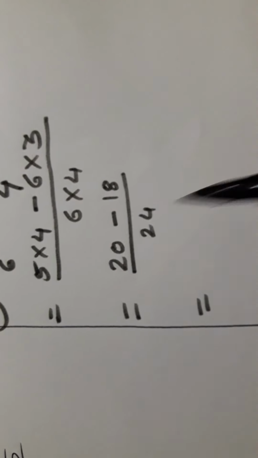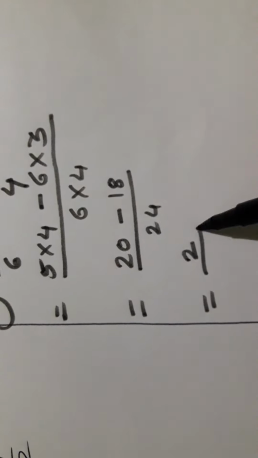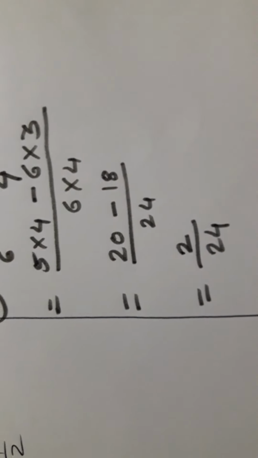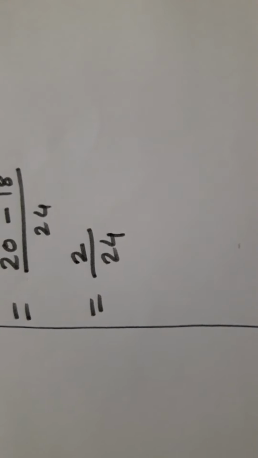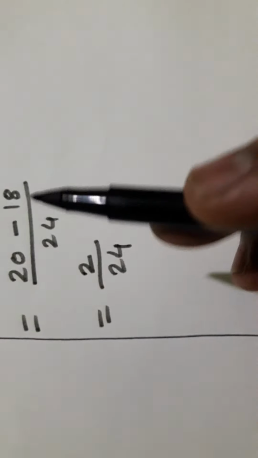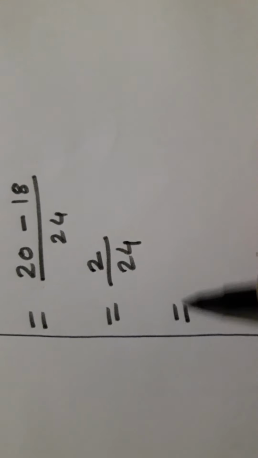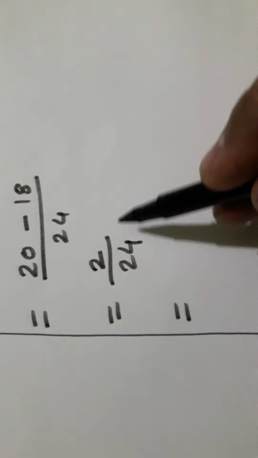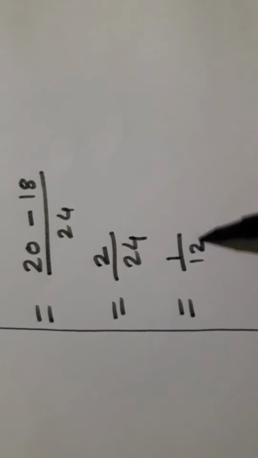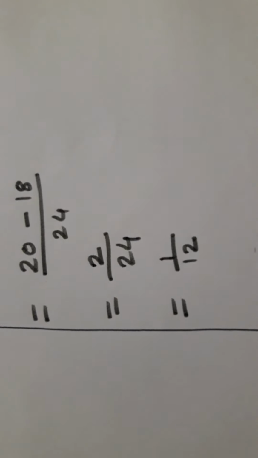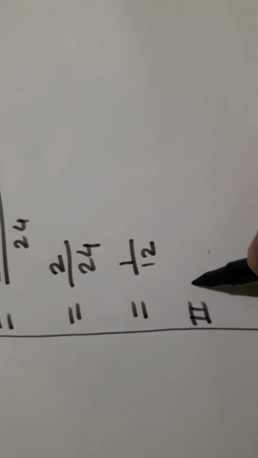That is equal to 20 minus 18, which means 2 divided by 24. Got the idea? Understood? Okay. Now see here, I told you, if it is possible to give the simplest form, then try. Can we give the simplest form here? Yes. 2 1s are 2, 2 12s are 24. Means what will be the answer? 1 upon 12 is the final answer. This is cross multiplication.